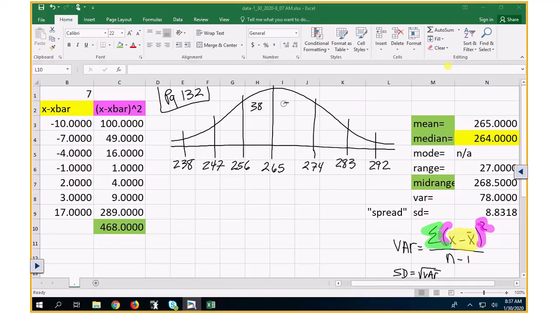0.15%, 2.35%, 13.5%, 34%, 34%, 13.5%, 2.35%, 0.15%.